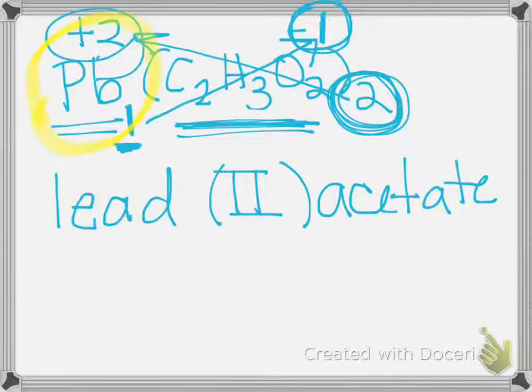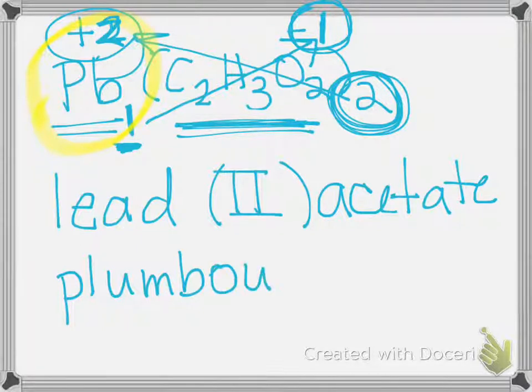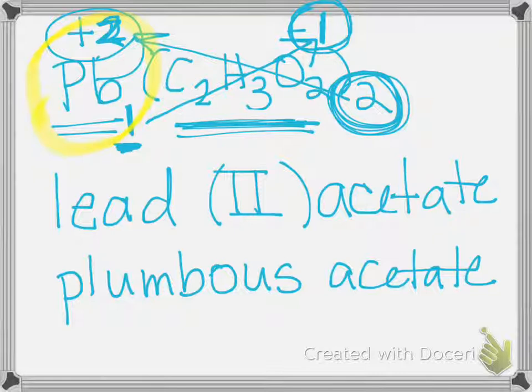There's another way to write this. We could also write it using the classic naming system, just as we did before. So remember, the classic naming system uses the Latin base name, plumb. And then we're going to add either -ous for the lesser charge or -ic for the greater charge. So this is where you have to know what your charges are for your different metals. Lead can be +2 or +4. Because we have the lesser charge, +2, it will be plumbous acetate. So either of those names is accepted.